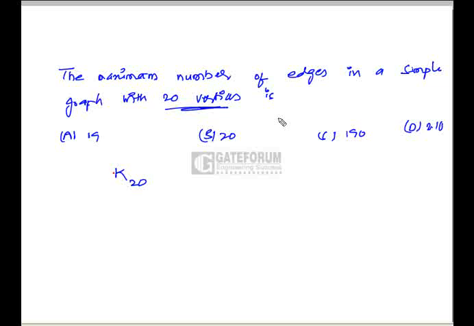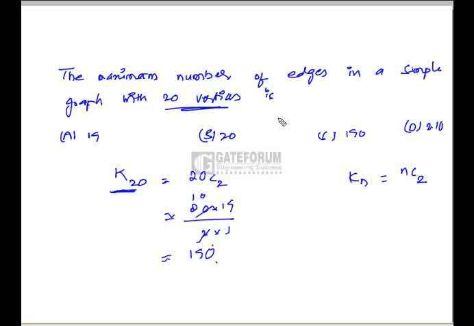A complete graph with 20 vertices is represented by K20, and the number of edges in Kn is equal to nC2. So the number of edges in K20 is equal to 20C2, which is 20 into 19 by 2 into 1. So the number of edges would be 190, which is option C.